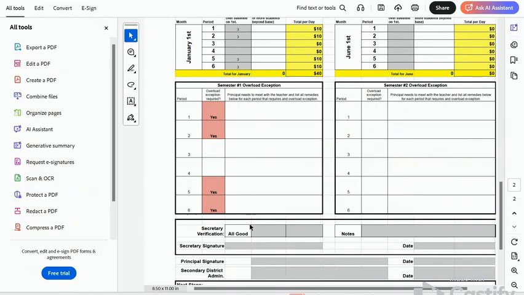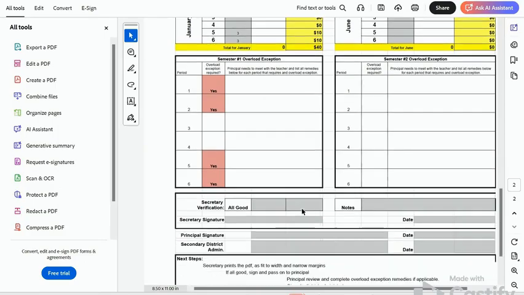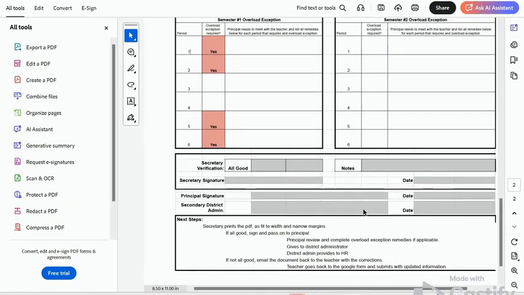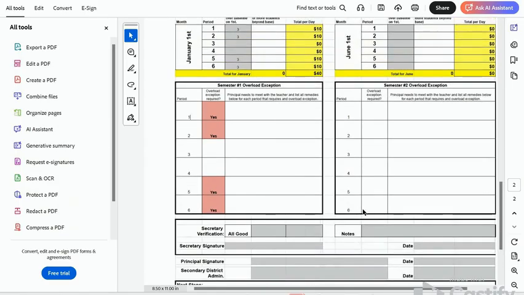Secretaries, again, you're going to sign off on it. Principals are signing off on it, sending it on to their administrators, who are then sending it on to HR. Again, this is the only section besides signatures that should be handwritten. Please reach out if you have any questions.